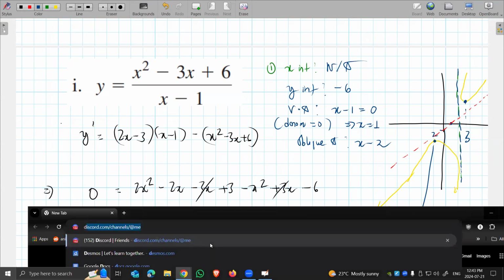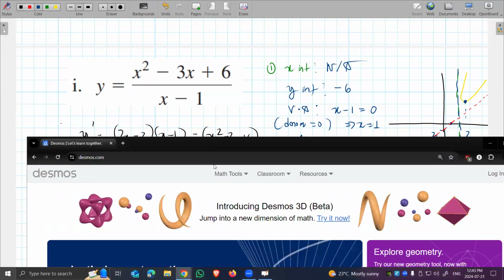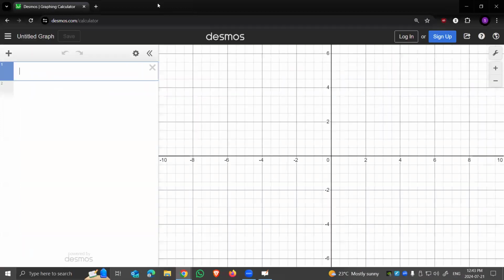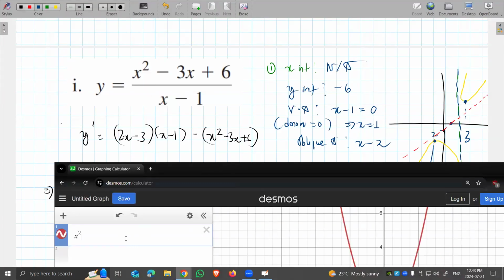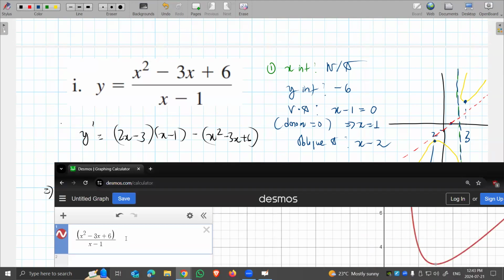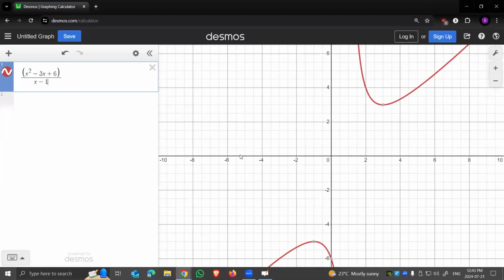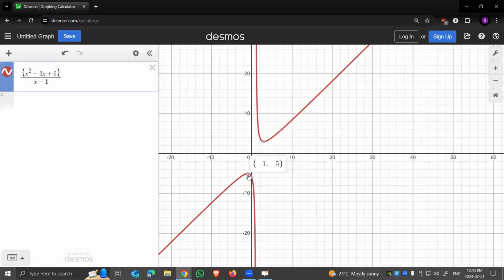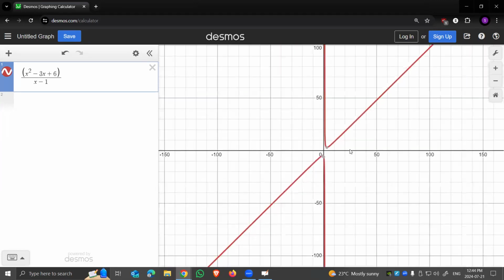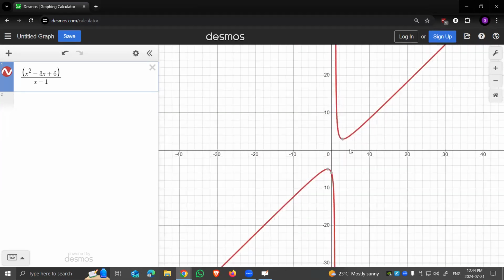So we have Desmos, start graphing. x squared minus 3x plus 6 divided by x minus 1. There we go. So that's our vertex, 3, 3. I didn't plug the y value in, but the x value there is 3. Same thing down here. The x value here is negative 1. And the y-intercept we found was negative 6, and it doesn't look like there are any x-intercepts, just like we predicted.